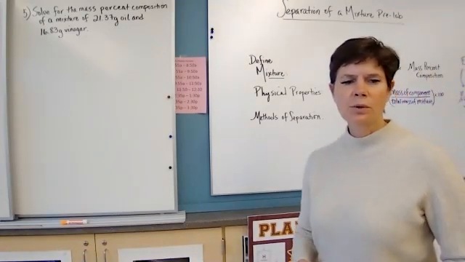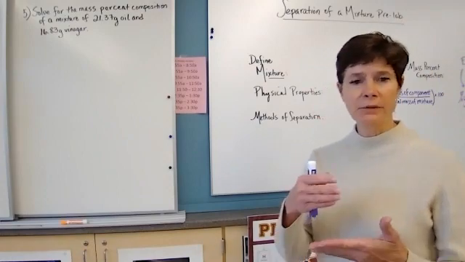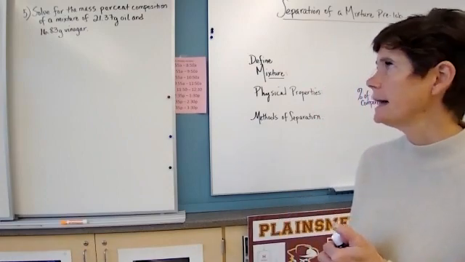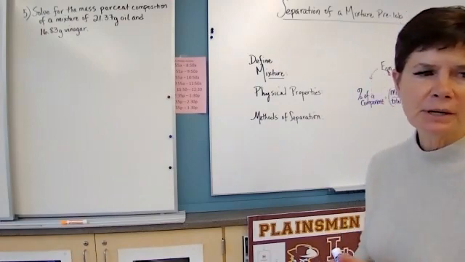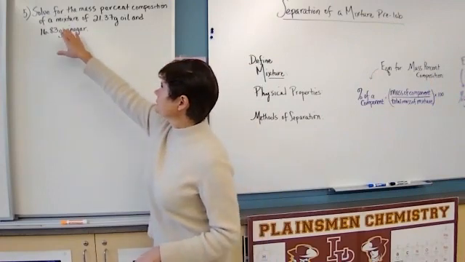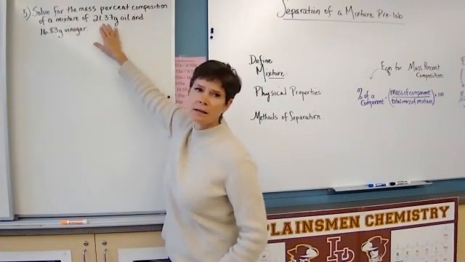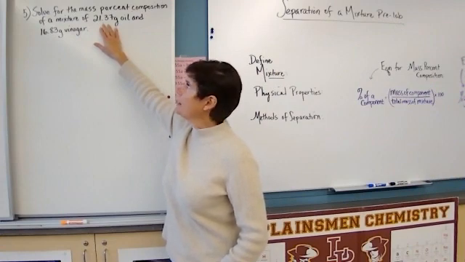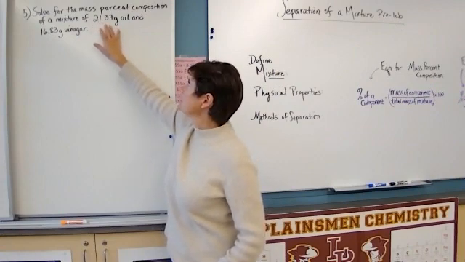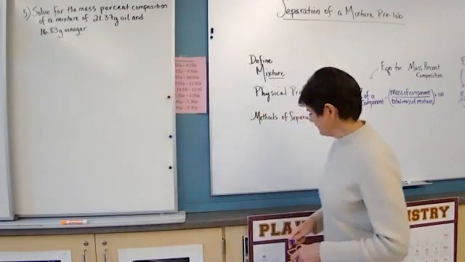Okay, so up to this point, we have talked about all of the first 4 questions on your pre-lab. Now let's look at question number 5. In question number 5, we're solving for the mass percent composition of a mixture that we make from a sample of 21.37 grams of oil and 16.83 grams of vinegar.